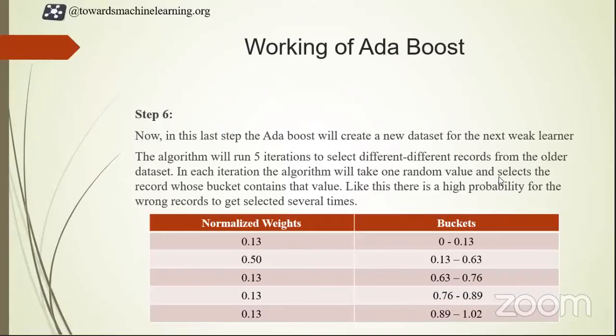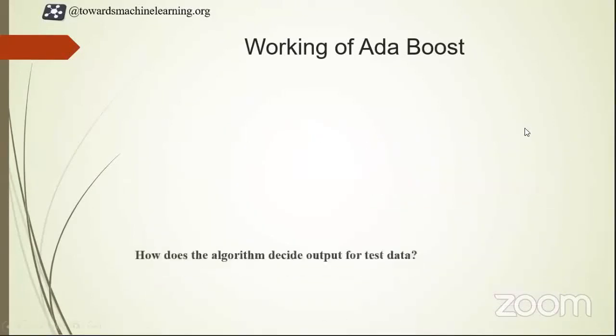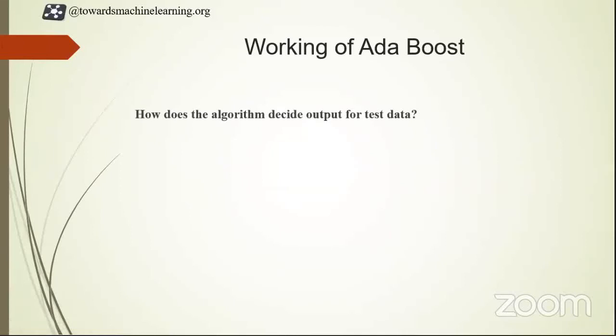Okay, so this is basically how AdaBoost works. Now, how does the algorithm decide the output for the test data? This all we have done for the training data. We have trained the algorithm. Now when you pass the test data, how does AdaBoost work with that test data?